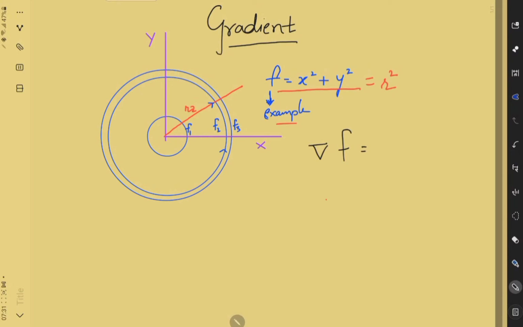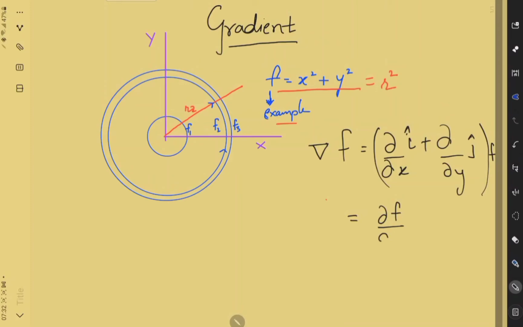Gradient is a directional derivative. If we apply it to a scalar function, since gradient is del by del x in i cap direction plus del by del y in j cap direction, and if it is in 3D, then plus del by del z in k cap direction, it will become del f by del x in i cap plus del f by del y in j cap.